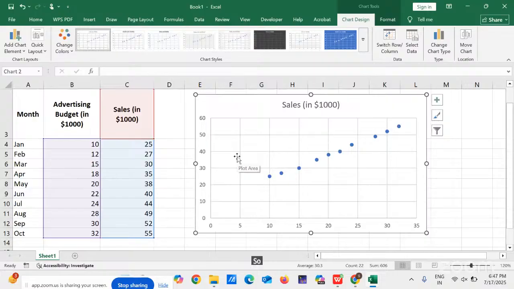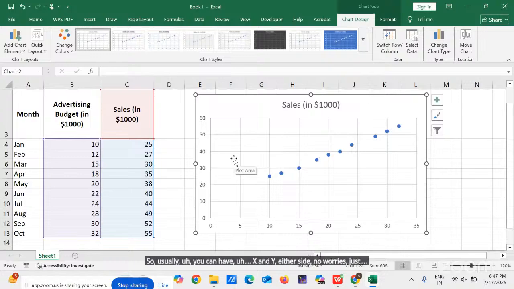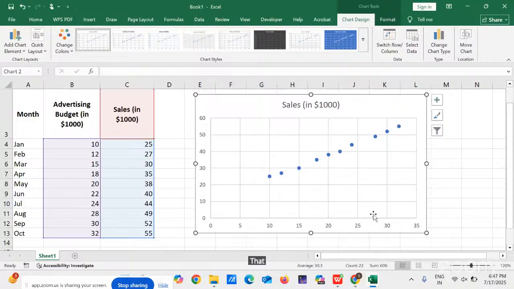Usually you can have x and y on either side, no worries, there will just be a change in the scale. But generally our first column would be x, because that value is taken on the x axis, and the second column should be y.